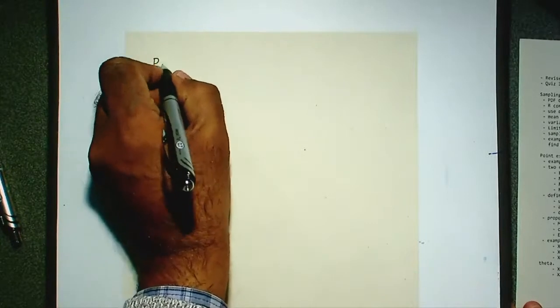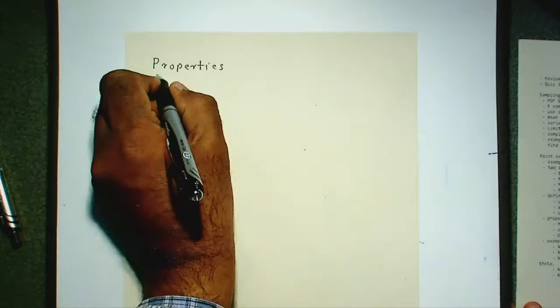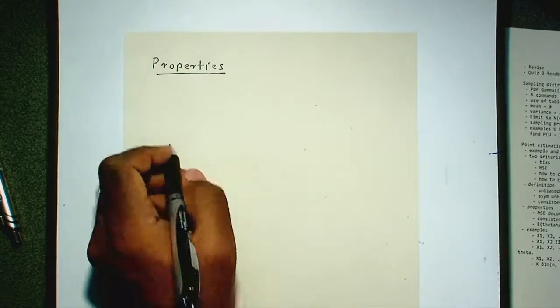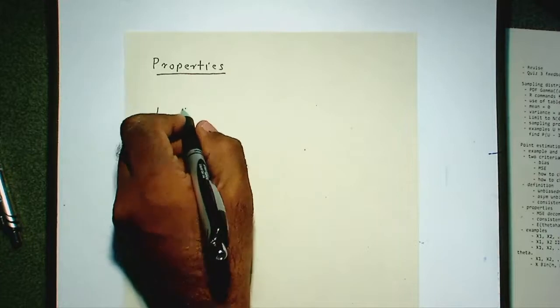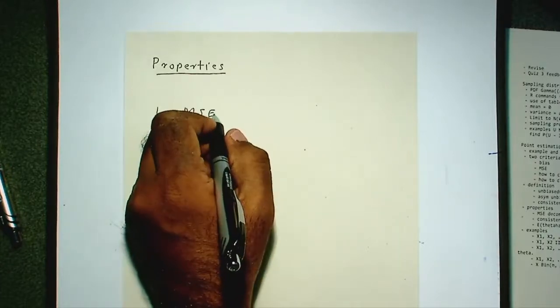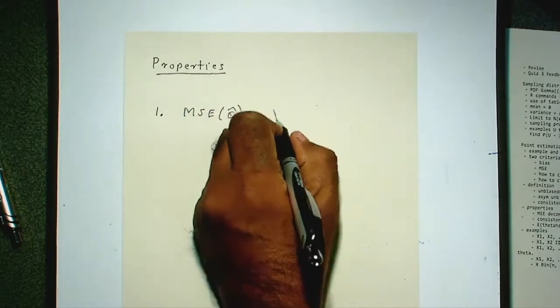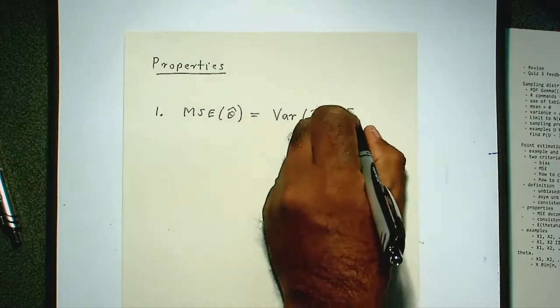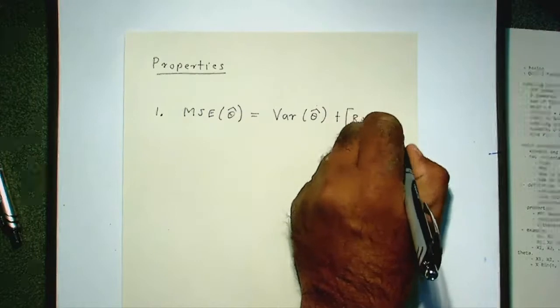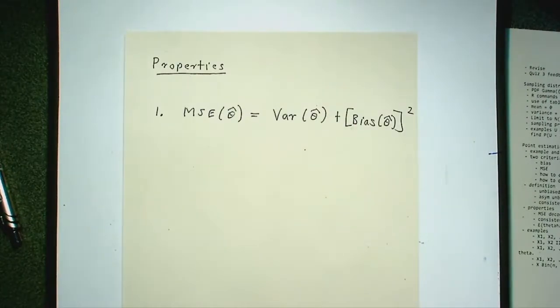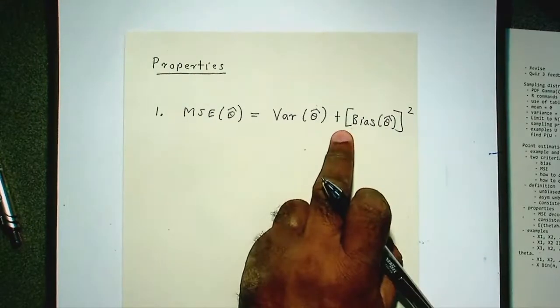I will do some examples later on, but before that, I need to prove some properties. I know, do you guys like proofs? You must have done proofs in your real analysis or whatever. Yeah. So I need to prove some properties. Okay. This is where properties come in. Properties. Number 1 is the MSE of theta hat is equal to the variance of theta hat plus the square of the bias.